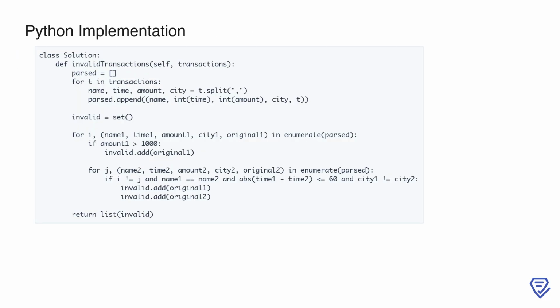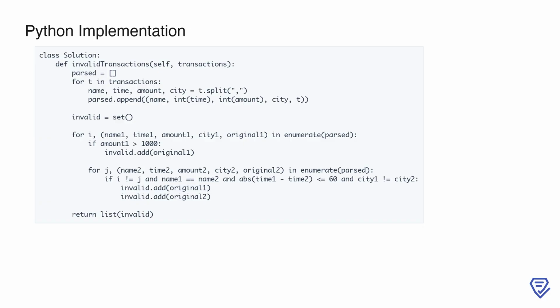The code solves the invalid transactions problem by identifying transactions that meet specific invalid criteria. It begins by parsing the input transactions, breaking each transaction string into meaningful components: name, time, amount, city, and the original transaction string. These parsed details are stored in a list for later processing.